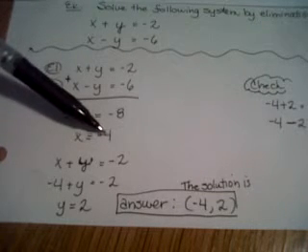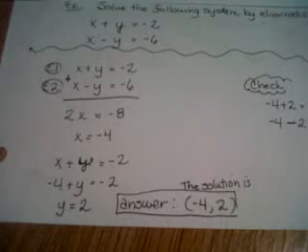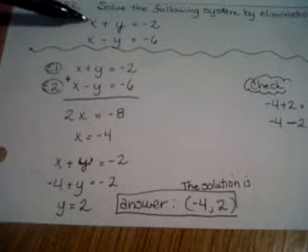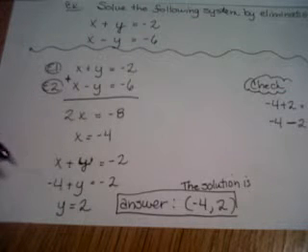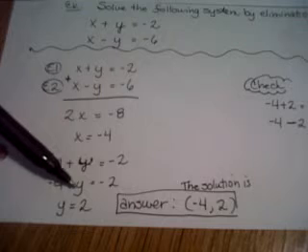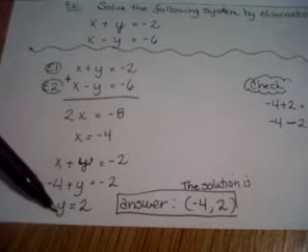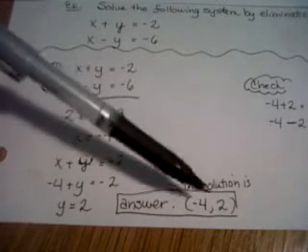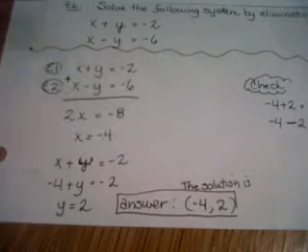Well, hey, I'm not done. All I did was solve for x. I need to find my y. I can go back and pick either one of these equations. So I choose to use the first one, and where x plus y equals -2, I'm going to substitute in a -4 for my x. And when I do that, I solve and I get for my y. So for my y, I got a 2.